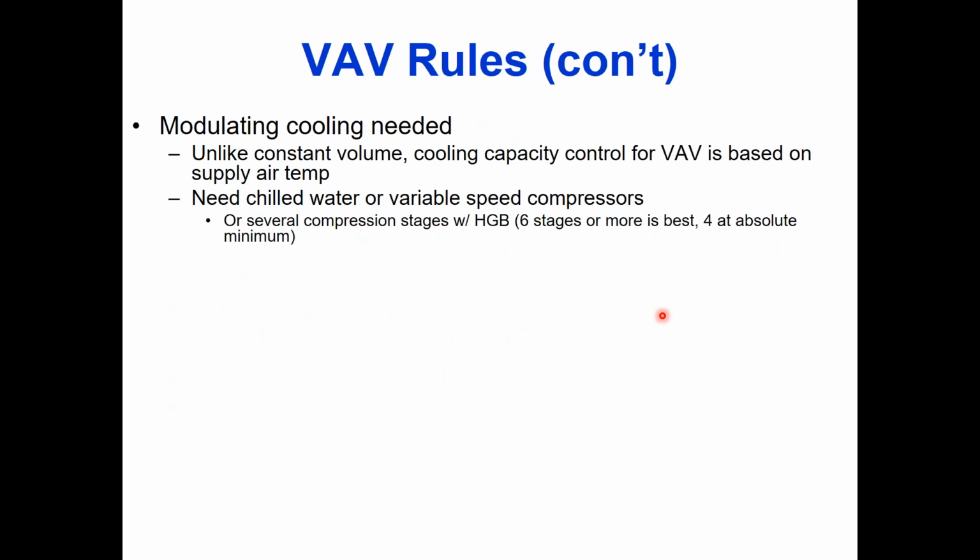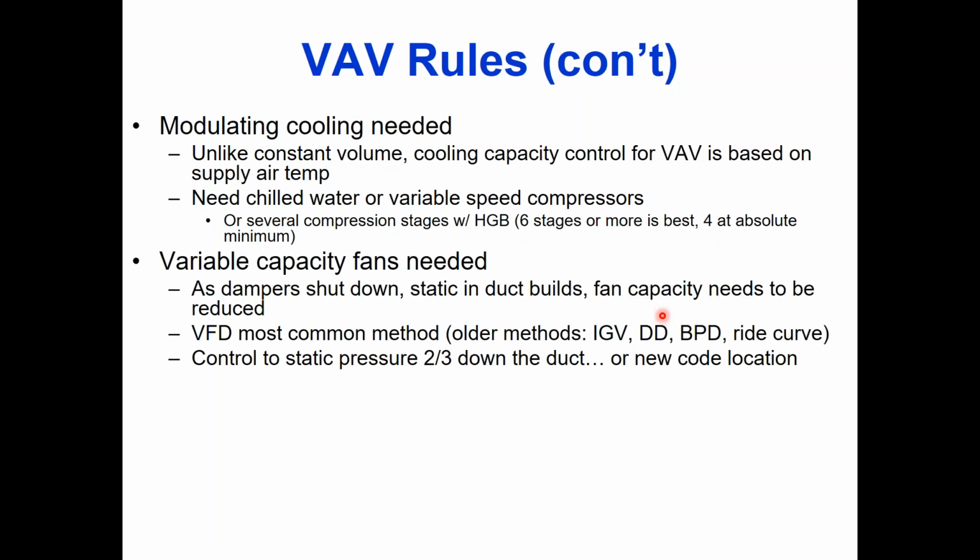The cooling side of the equation on the air handler has to be modulating chilled water or variable speed compression or lots of stages of compression. We talked about that on the last webinar. And then we already talked about the fan having to be a VFD controlled fan. Normally we put the duct static pressure probe 2/3 down the duct. That's the traditional way. The new code, by new code I mean IECC 2018 specifically, requires us to put the duct probe wherever it has to be, so every single project has a duct static set point of 1.2 inches exactly.